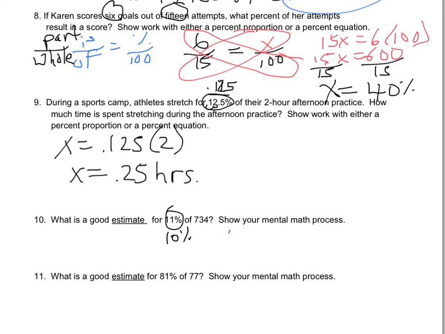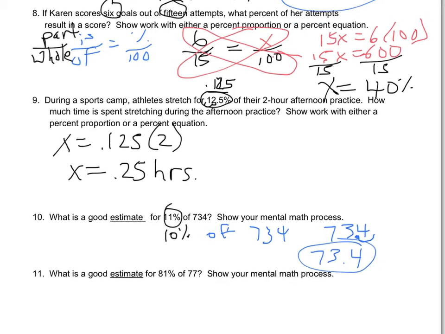So we're going to do 10% of 734. Okay, so the decimal on 734 is right at the end, so I'm going to move it 1 place. So 10% of 734 is 73.4. Okay. All right, next one, number 11.